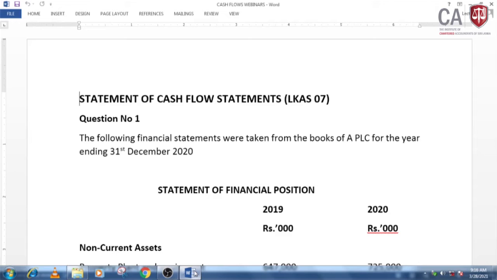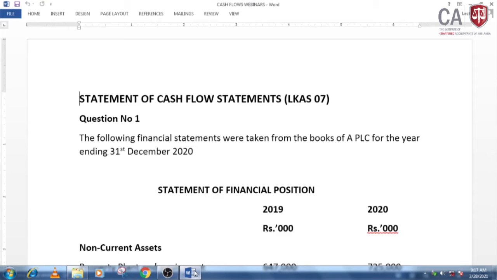Now cash flow statements can be prepared in 2 ways: indirect method and direct method. And those 2 methods are not completely different from each other. It is only that one area of the format will be different under the direct method from the format under the indirect method.